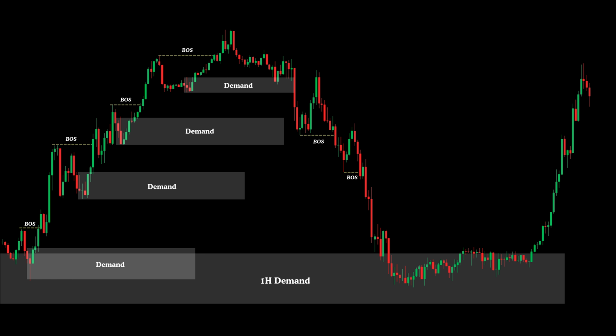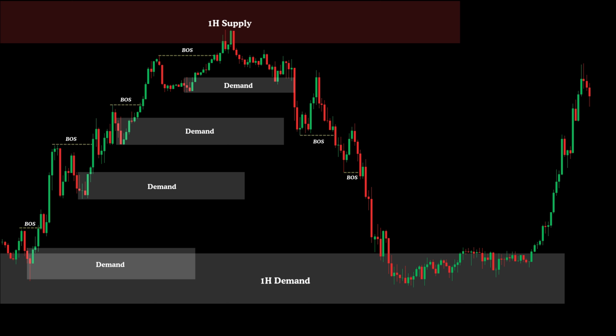In this case, an unmitigated supply zone or an unfilled fair value gap, and showing rejection. Once that occurs, price shifts direction and retraces until it reaches the most recent demand zone on the current time frame. It then tests that zone, shows a small reaction to the upside, and immediately breaks through it with a strong bearish displacement leg. This sequence confirms that supply is regaining control of the market, signaling an upcoming shift in market direction.